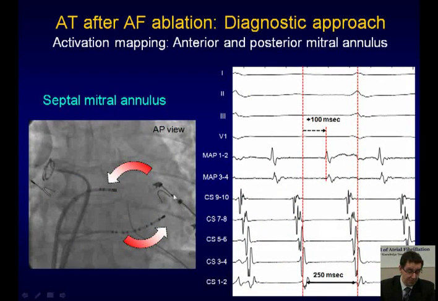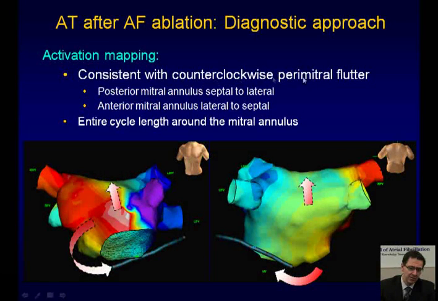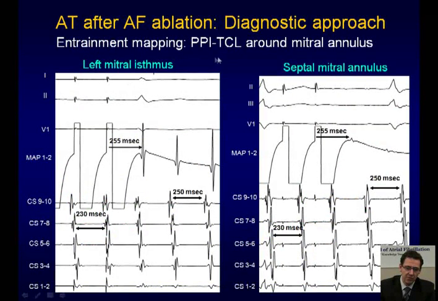Entrainment mapping was performed to confirm the mechanism, and this should be performed at two opposite segments. The first one was performed at the left mitral isthmus, as you can see on the left panel, and the return cycle length of the post-pacing interval was 255 for a tachycardia cycle length of 250, and the same was found when doing post-pacing interval on the septal aspect of the mitral annulus. This was then consistent with a counterclockwise perimitral flutter. This was successfully ablated at the left isthmus.